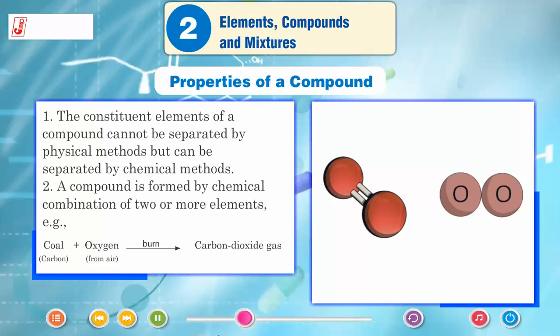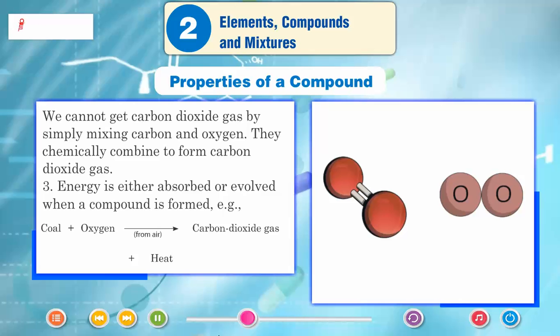A compound is formed by chemical combination of two or more elements. Example: coal, carbon plus oxygen from air burn to give carbon dioxide gas. We cannot get carbon dioxide gas by simply mixing carbon and oxygen. They chemically combine to form carbon dioxide gas. Energy is either absorbed or evolved when a compound is formed. Example: coal plus oxygen from air gives carbon dioxide gas plus heat.